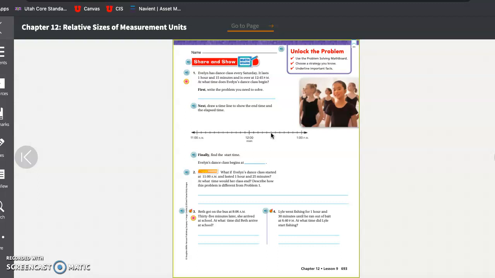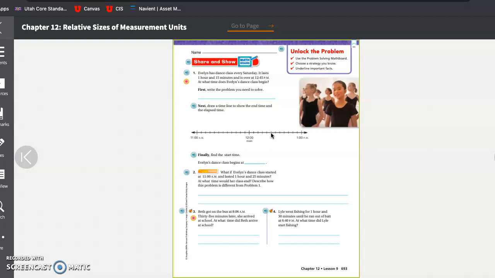12:25 p.m., right? Now, the way that this is different is this problem provides the start time and the elapsed time, while problem 1 provides the end time and the elapsed time. So it's just a matter of working forwards or working backwards. So that's always important to note to make sure you know how you're going to solve the problem, but they're both pretty similar.